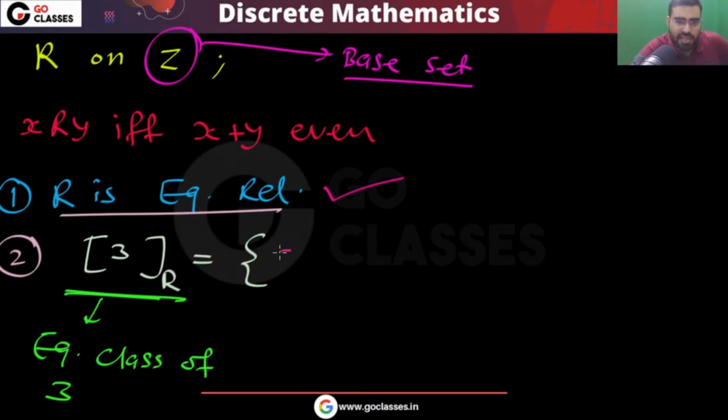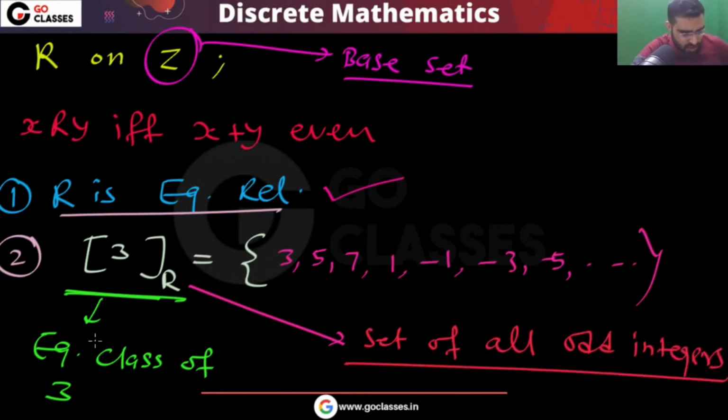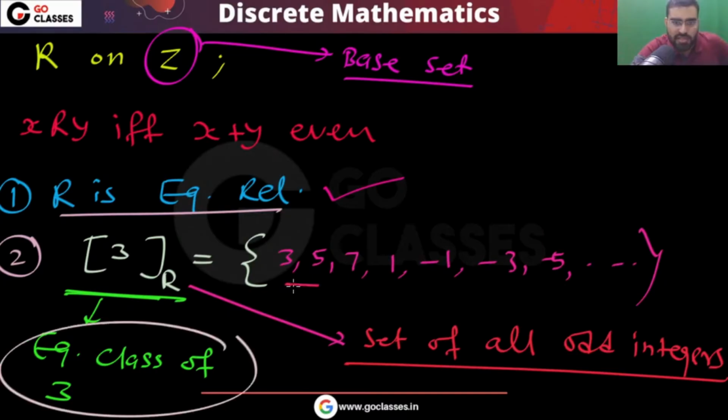You can easily see 3 is related to 3, 3 is related to 5, 3 is related to 7, 3 is related to 1, 3 is related to -1, -3, -5. So can I say all the odd numbers? Yes or no? Here can I say the equivalence class will be the set of all odd integers? This will be the equivalence class of 3. Do you agree or not? The equivalence class of 3 will be the set of all the elements to which 3 is related. You can notice 3 is related to every odd number, so this will be the equivalence class of 3.